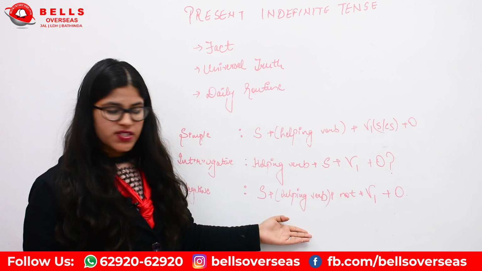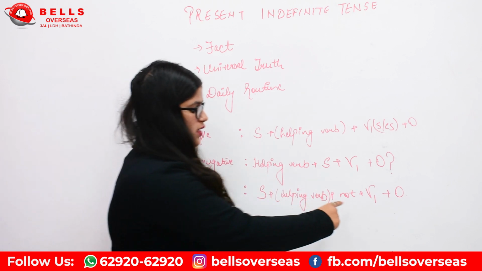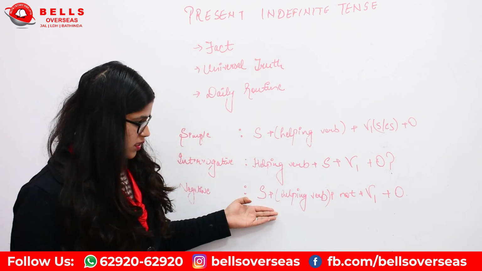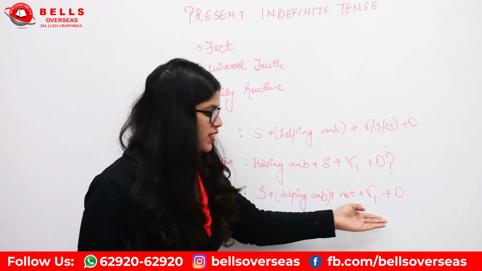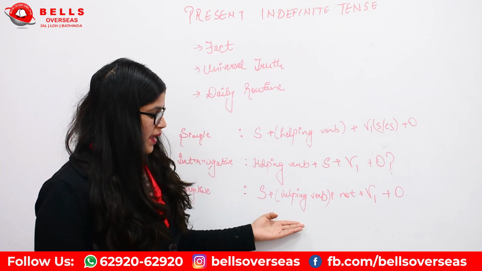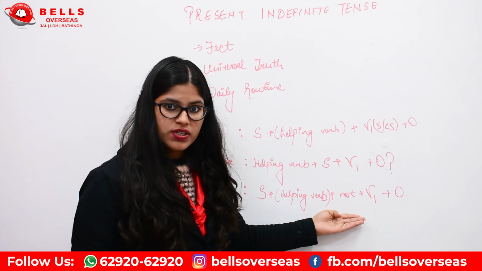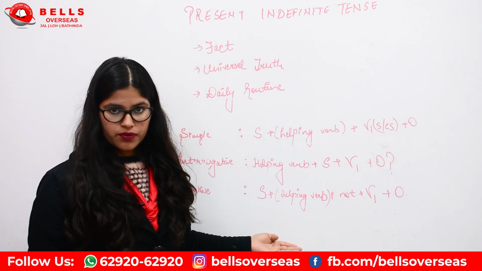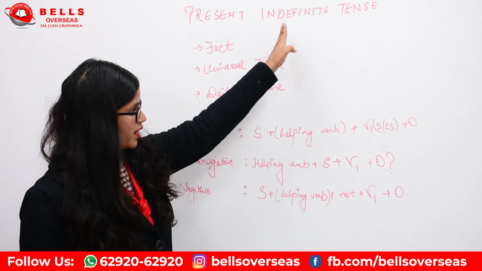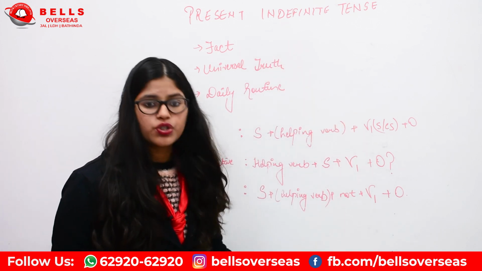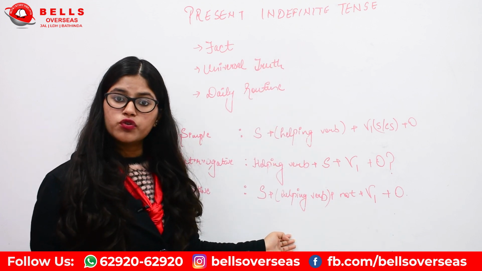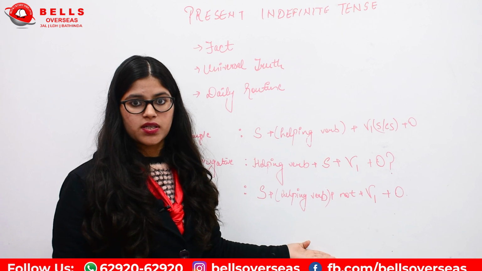When we move to negative sentences, you just have to add the word not. The sun does not rise in the west. Here is my helping verb. Here I have added not and the sentence turned into negative. So this was the structure of simple present tense, where to use it and how to use it. So this was all about it, and now we'll move to the other type of our present tense.